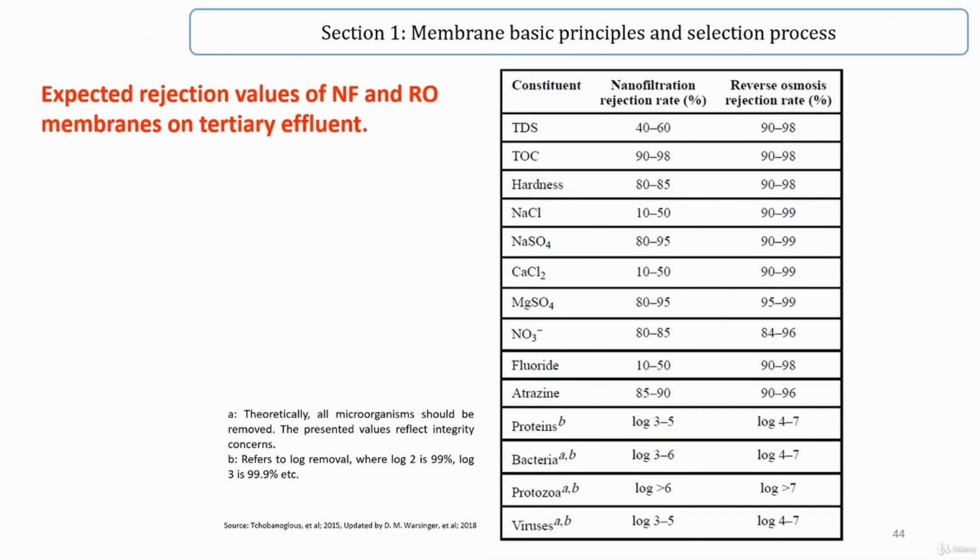In this table, a list of constituents and expected rejection values of nanofiltration and reverse osmosis membranes on tertiary effluent is presented. If you look at the monovalent ions such as sodium chloride, calcium chloride, and fluoride, you can observe a significant difference in rejection rate between nanofiltration and reverse osmosis. But for example, in compounds such as sodium sulfate, magnesium sulfate, or hardness, there is not a significant difference between them.